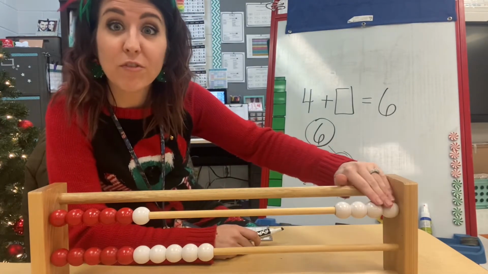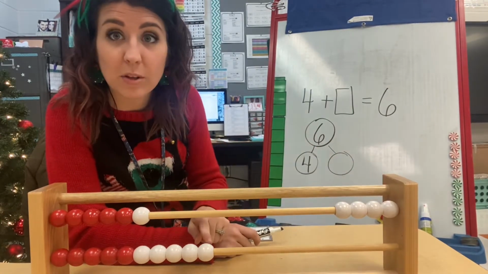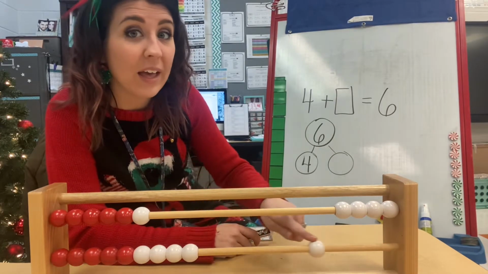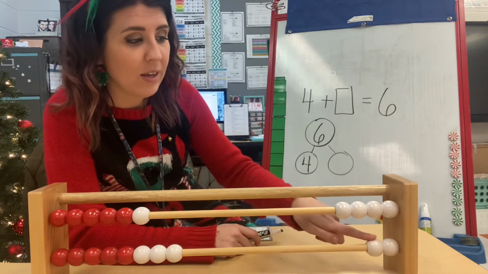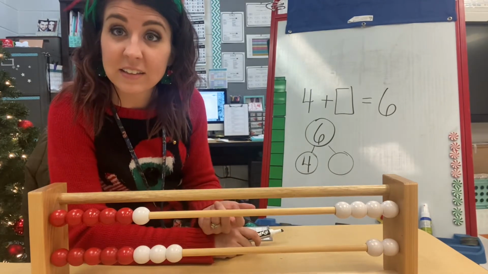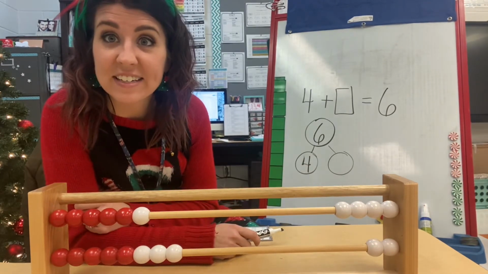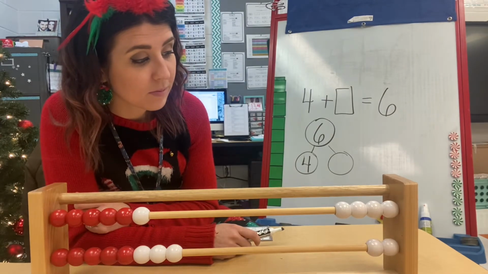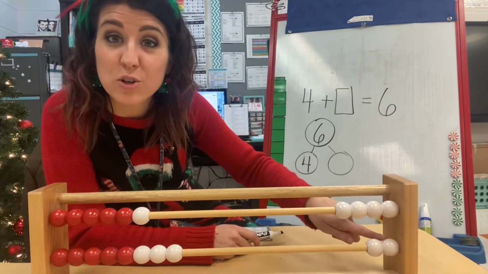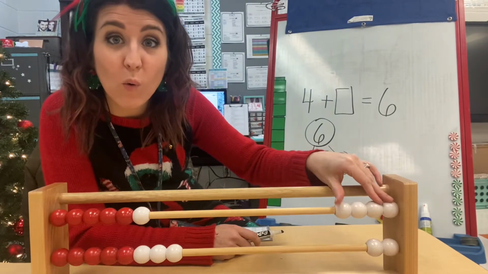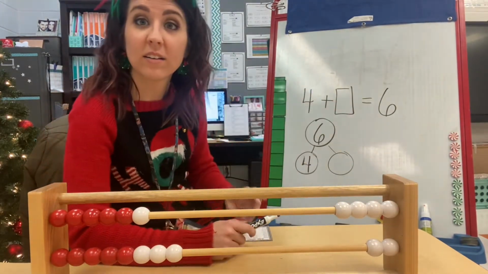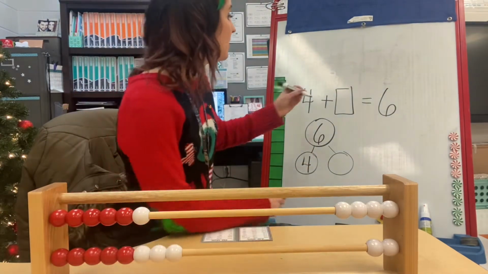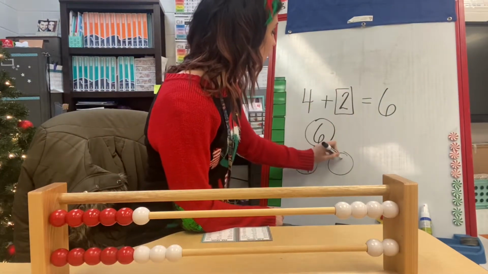So we already have 4. Come to the bottom with me. Now we have 5. Now we have 6. So what did we have to add to get to 6? We had to add 2 more. If we have 4, we need to add 2 more to get to 6. So what goes here? 2. The missing part was 2.